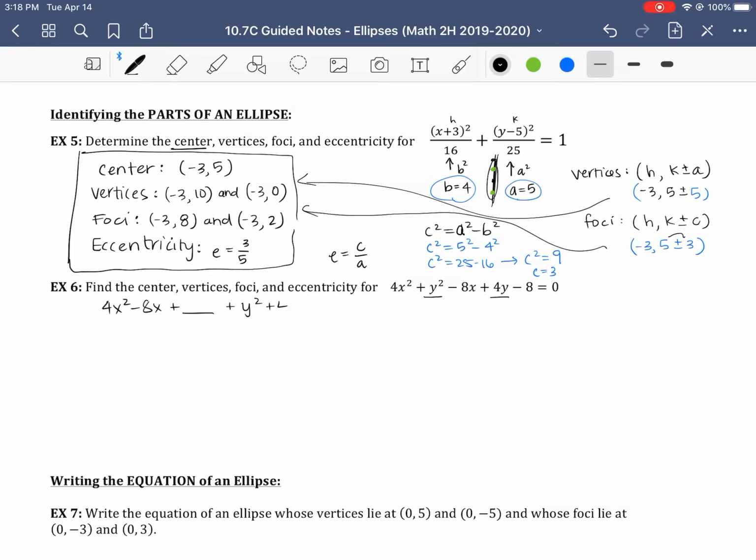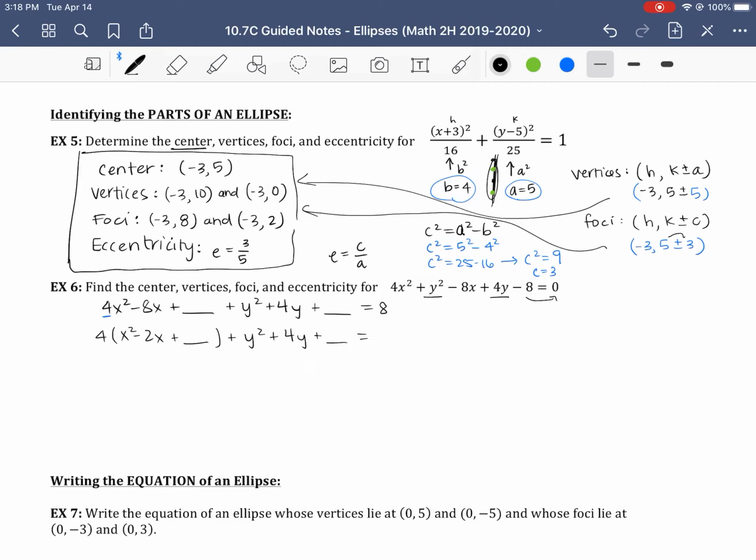Then we put in our y values, so we've got y squared and 4y, and we leave a gap, and we move the negative 8 over to the other side, which leaves a positive 8. Before we can complete this square, we do need this coefficient to be 1, so that means we need to divide a 4 out. So we divide the 4 out and we get x squared minus 2x. Again, I'm going to leave that empty space so I can fill it.